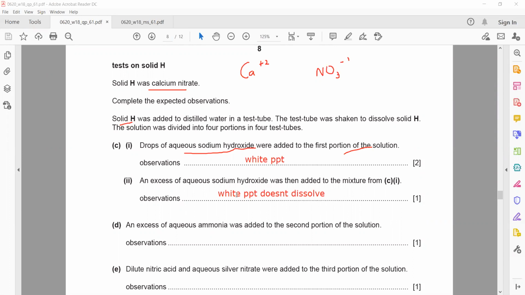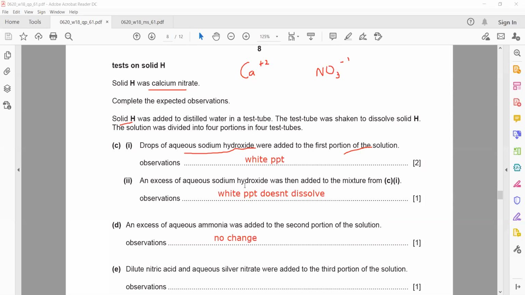An excess of aqueous ammonia was added. If we add aqueous ammonia to a compound which contains calcium ion, what is the observation? No visible change, no reaction. I told you to memorize these tests. You have to learn these tests for the ions, positive and negative.